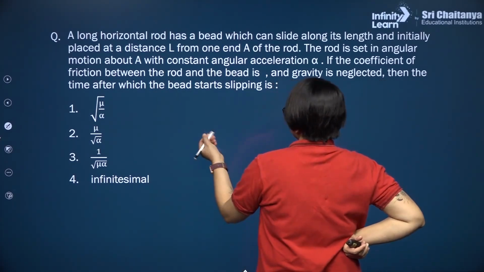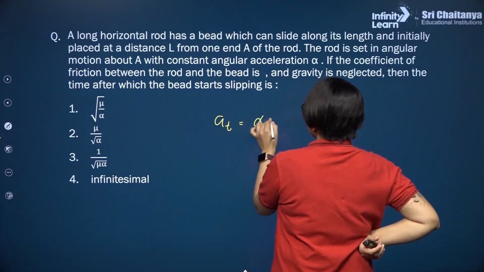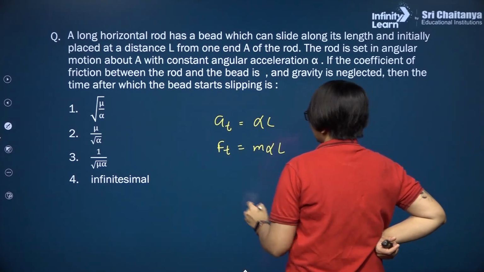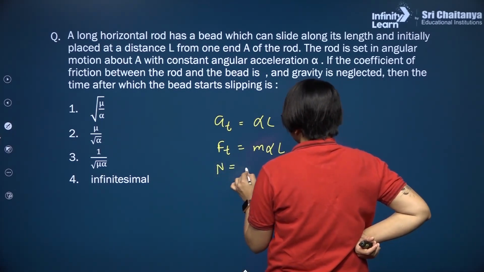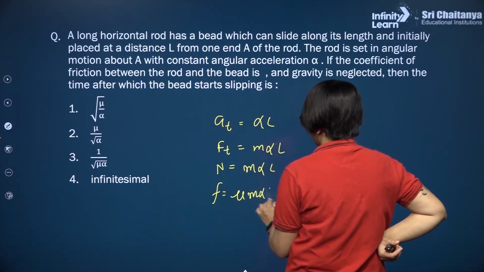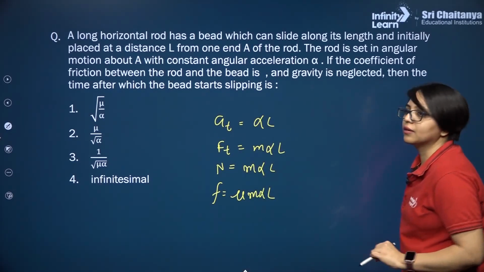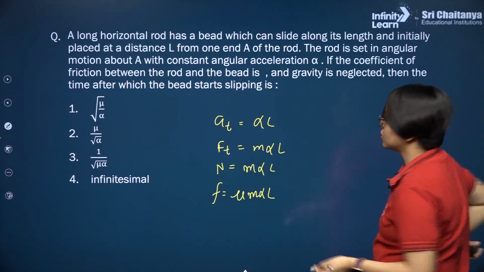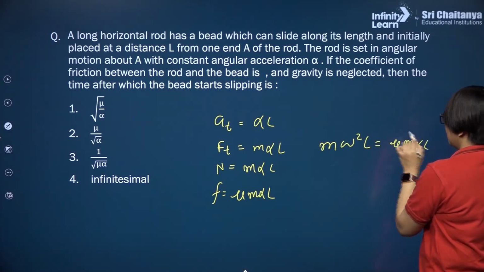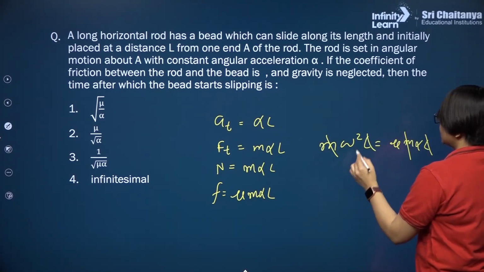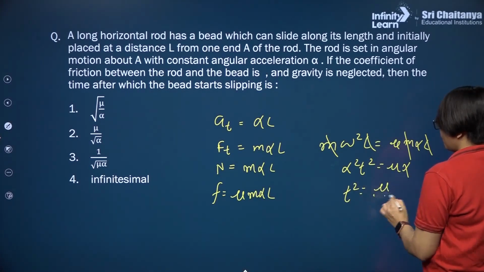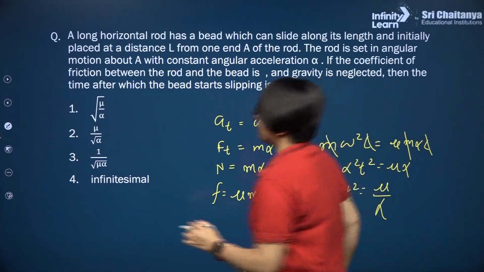So over here, tangential acceleration is alpha into L, and tangential force is equal to m alpha into L. So basically this is normal, right? So it is equal to m alpha into L. So friction is mu N, which is mu m alpha into L. So this friction is providing centripetal force which is equal to m omega square L, that is equal to mu m alpha L, right? L cancels, so we have omega square as alpha square into time square is equal to mu alpha. Time square will be mu upon alpha, so t is equal to under root mu upon alpha, which is option 1.